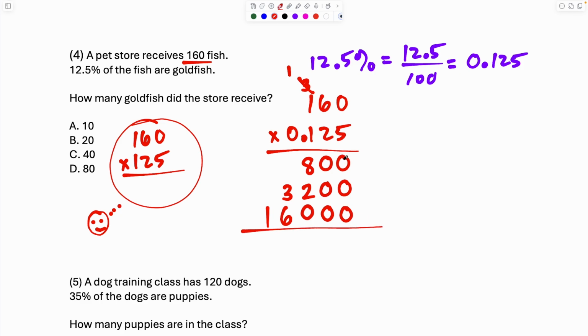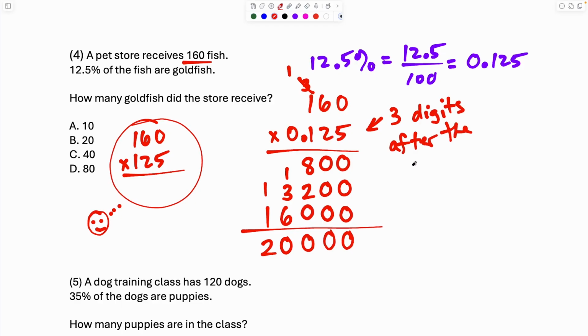And then we have 0 plus 0 plus 0. Both times will give us 0. 8 plus 2 is 10, so we have a 0, carry the 1. 1 plus 3 is 4, plus 6 is 10, so 0, carry the 1. And now we put our 2. And remember, there were 3 digits here. Okay, so 3 digits after the decimal.